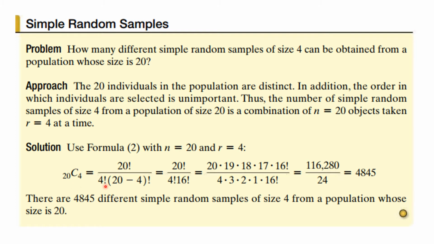It's 20 factorial over 4 factorial times 20 minus 4 whole factorial. You do the 20 minus 4 first, so that's going to be 16 factorial. So it's 20 factorial over 4 factorial times 16 factorial. I just leave the 16 factorial here in the 20 factorial, and then I have 4 factorial times 16 factorial. Notice that the 16 factorial cancels out. And if I do the multiplies, I get 4,845. So there are 4,845 different simple random samples of size 4 from a population whose size is 20. It's kind of amazing to me that the number is that big.